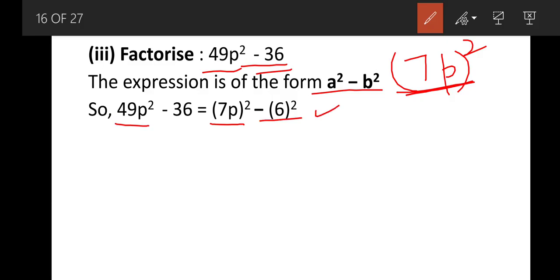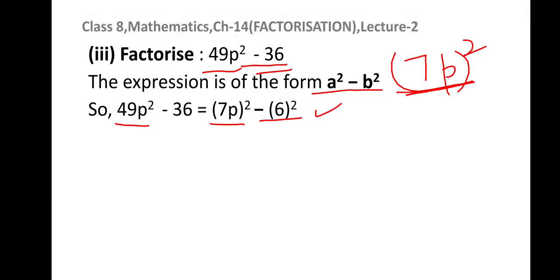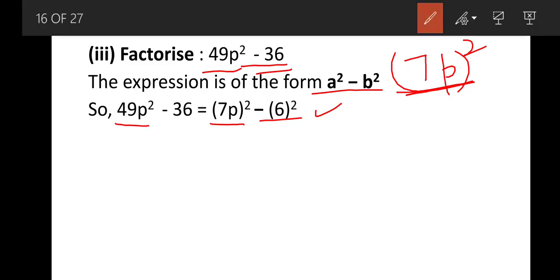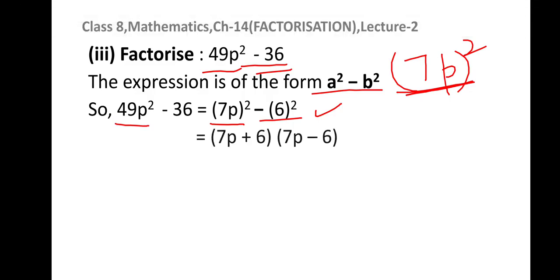So it is of the form a square minus b square. What is it equal to? A plus b into a minus b. So I hope on the basis of these 3 examples, you will be able to solve the questions based on factorization using identities.